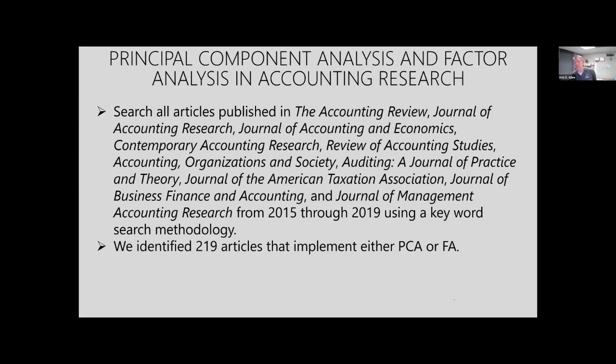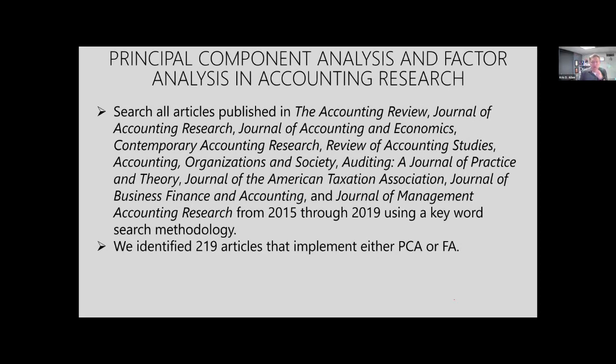It turns out what we basically did is we said, all right, we're going to look at these top journals. Why did we use these journals? Because literally we went to Google Scholar and we said, what are the top accounting journals? And here they were. And so we went to these top journals. And by the way, we wanted to make sure that we had a tax journal, a journal of management accounting research, and an auditing journal. We wanted to make sure that all the different disciplines within accounting that do archival methods were covered here.